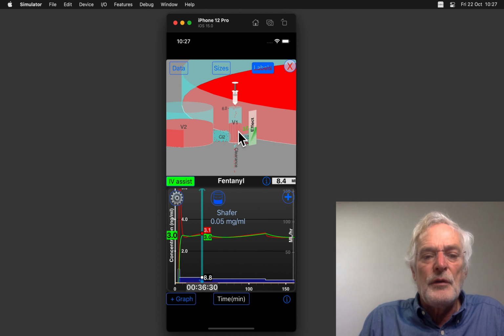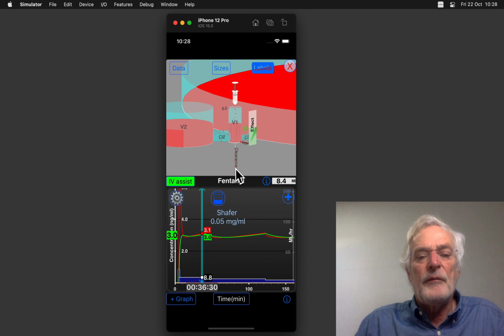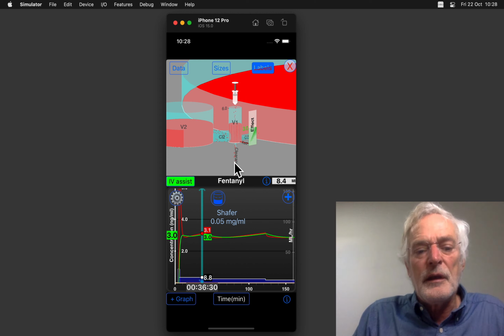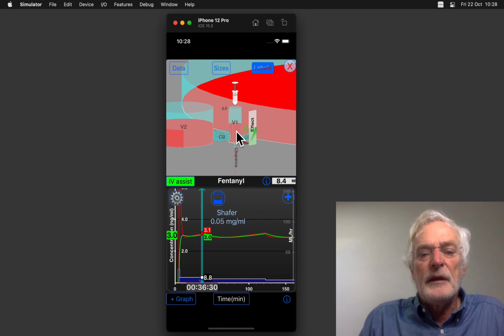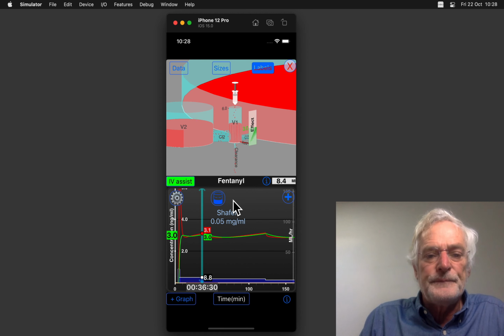So the drug will flow from the central compartment. Most of the drug will go into the second compartment and even into the large third compartment, but it will not be very much cleared from the blood. So a constant infusion will cause the blood concentration to rise and rise and rise, and it will then accumulate in the central compartment.